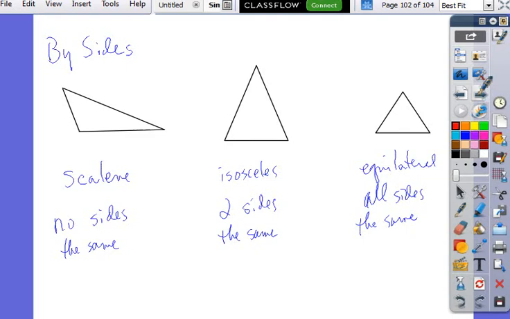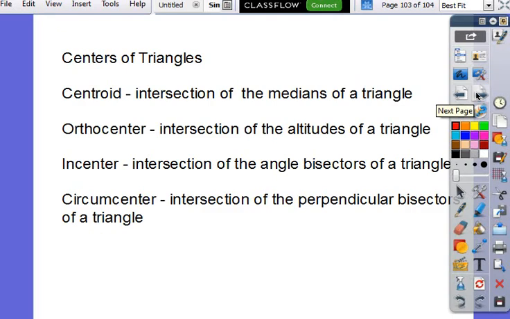And then this last part right here, centers of triangles. All you've got to do is memorize these things. A centroid is the intersection of the medians. Orthocenter, intersection of the altitudes. Incenter is the intersection of the angle bisectors. And circumcenter is of the perpendicular bisectors. That's just something you've got to memorize. We'll talk about it again right before the EOCT. All right, are we good there?